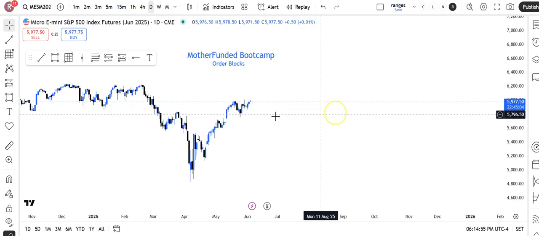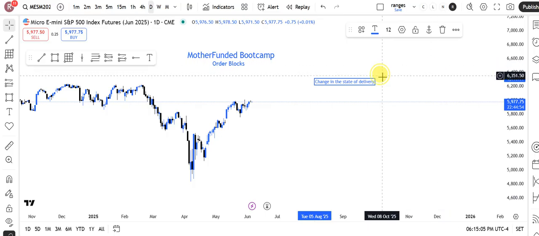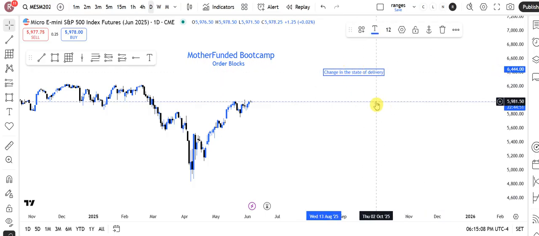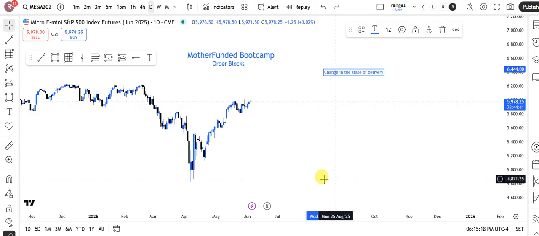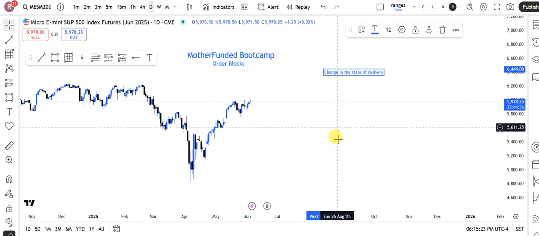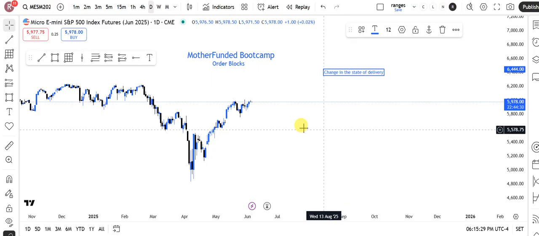So, a simple definition of an order block is the change in the state of delivery. Now, what does that mean? It can mean a lot of things. But basically, a change in the state of delivery is when the current trend is shifted for a little bit. If we have an uptrend, we see a couple of down candles, and then we see some more up candles. We can clearly see that it's still an uptrend, but there are a few breaks in that structure. That is when we have a change in the state of delivery.